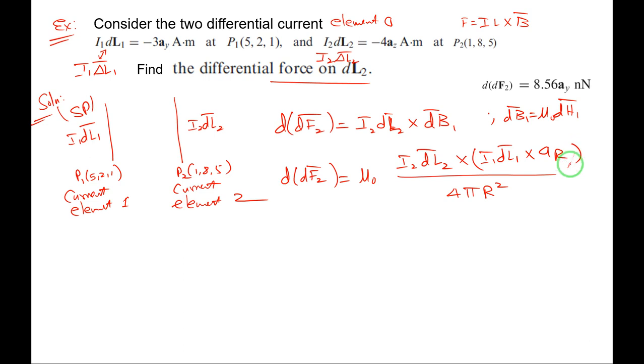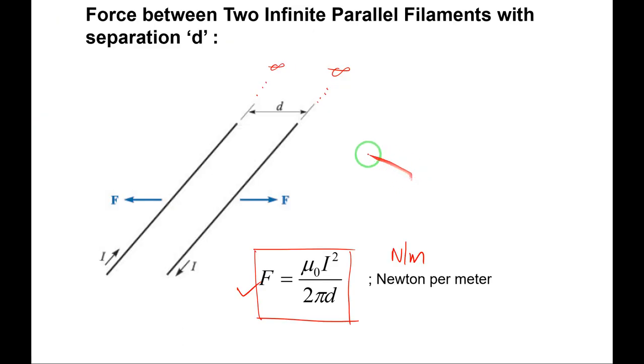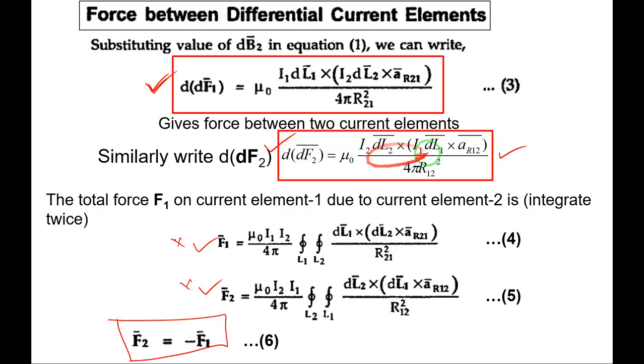But we have to tell the distance and the unit vector, from which point to which point: from the source point to the field point. This is the source point and this is the field point where we want to find the force experienced. So 1 to 2, so aR12. Observe how to write the formula. I hope you got how to write the formula. If you write this much, you will get the formula for dF2 that we have written here.